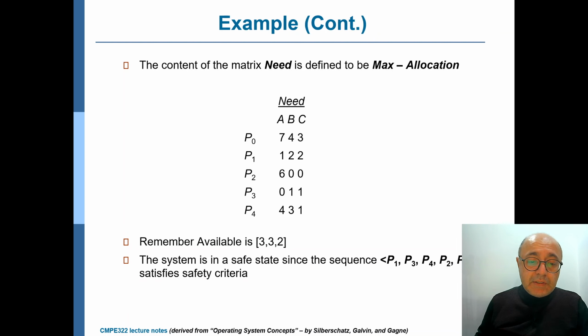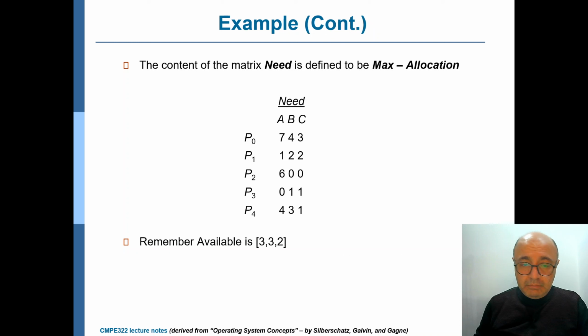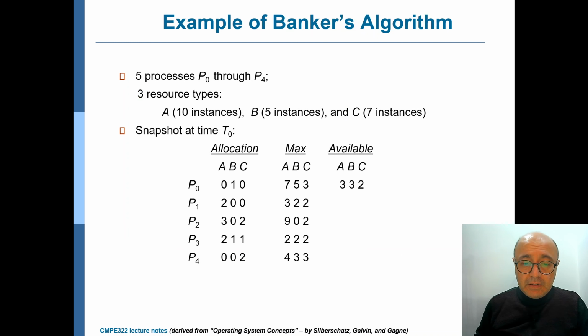Now the question is: is this system in a safe state? And if you check that, you will see that P1 can complete. Let's go back to the previous slide. Yeah, available is 332. Okay.